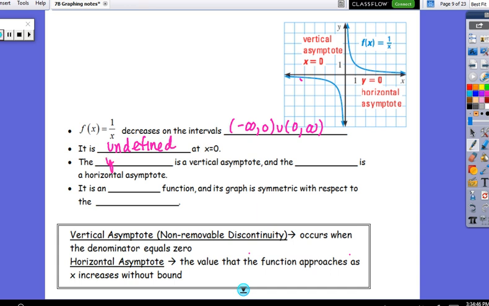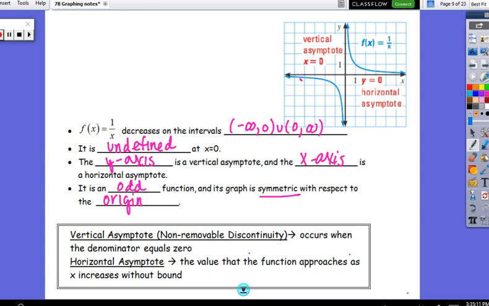Now the y-axis is a vertical asymptote, and the x-axis is our horizontal asymptote. This is said to be an odd function, but odd here means that it's symmetric with respect to the origin. So that it has rotational symmetry, 180-degree rotational symmetry. That was called point symmetry in geometry.